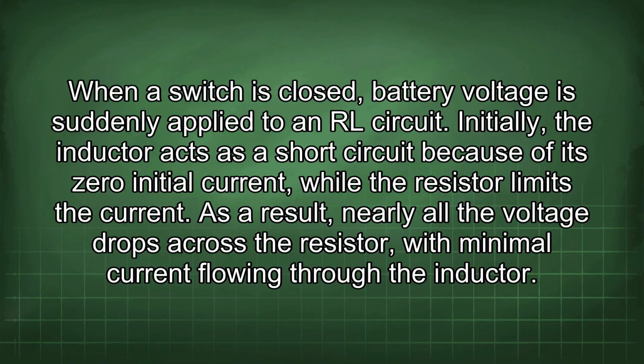When a switch is closed, battery voltage is suddenly applied to an RL circuit. Initially, the inductor acts as a short circuit because of its zero initial current, while the resistor limits the current. As a result, nearly all the voltage drops across the resistor, with minimal current flowing through the inductor.